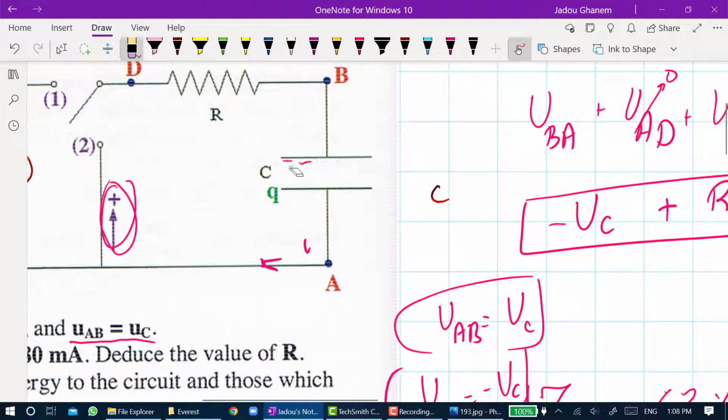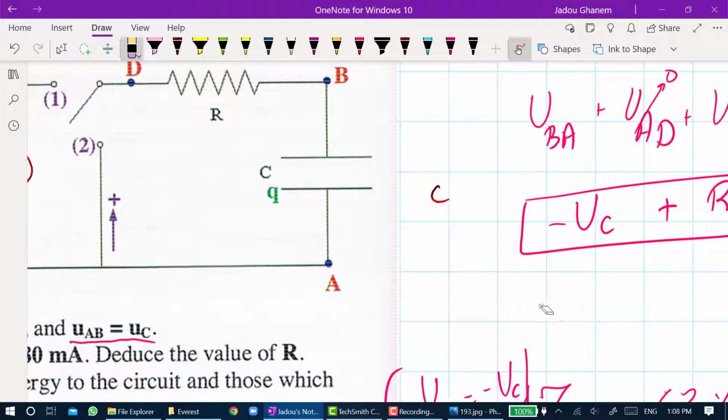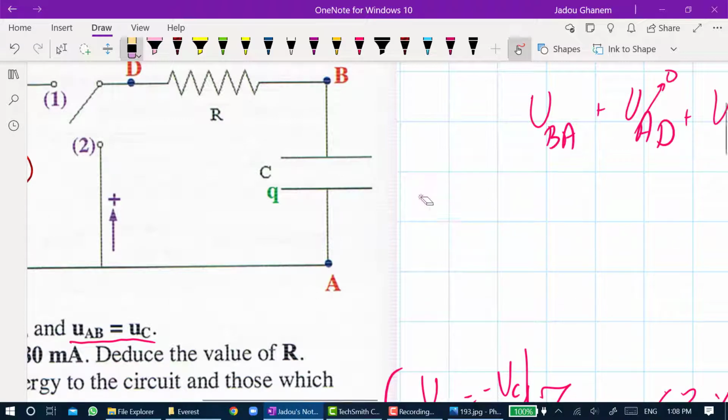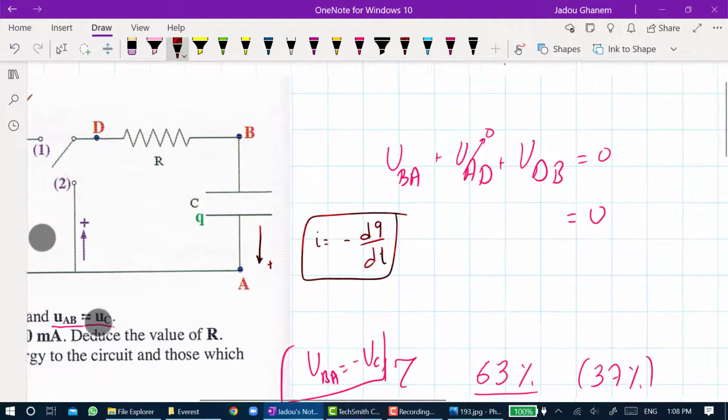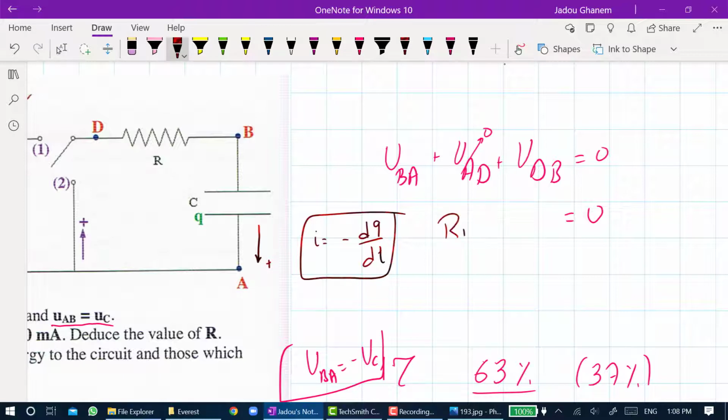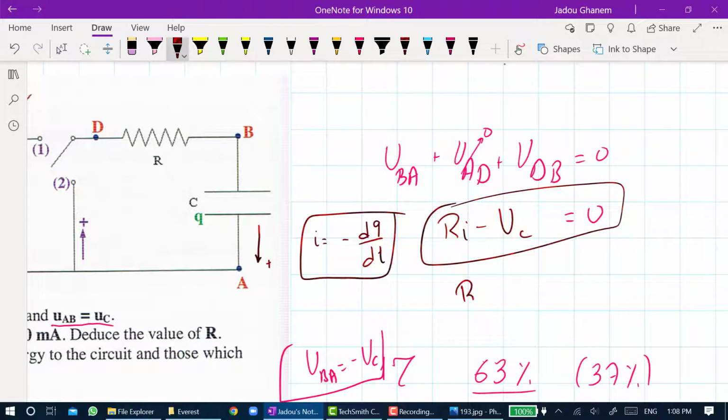Let me just recap this part before I move on. The positive sense is moving out of the capacitor, so the current will be minus dq by dt. This is the idea of the current equation. So let me write the final result, RI minus UC equals 0. R times I is minus dq by dt, minus UC equals 0. So minus and minus will cancel now.